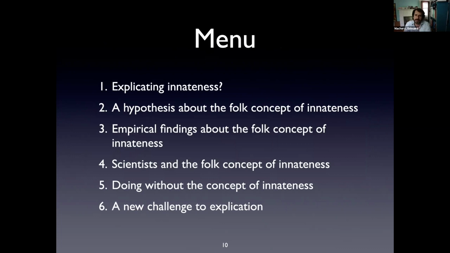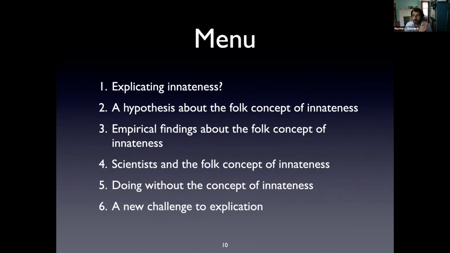All right, so as I said, much of the talk is a case study around a specific form of explication. And I will argue that any explication of this kind is going to be unsuccessful for non-accidental reasons. And then I will generalize at the end of this talk. So sections 1 to 5 are a case study. I'll say a few words about the project of explicating the concept of innateness. Then I'll start with a hypothesis about the folk concept of innateness, looking at the manifest image.